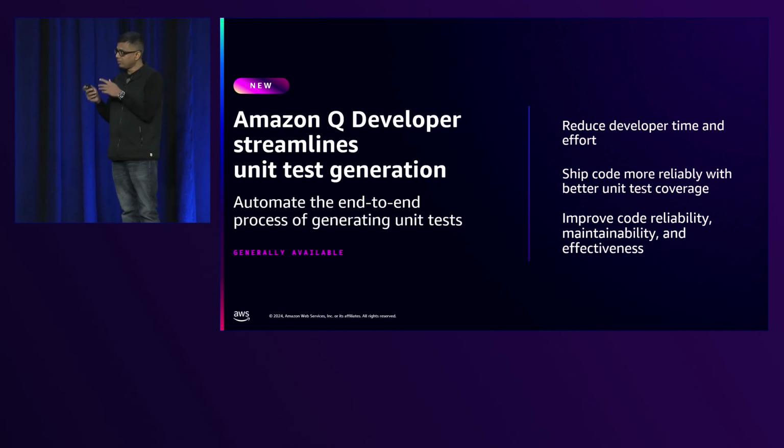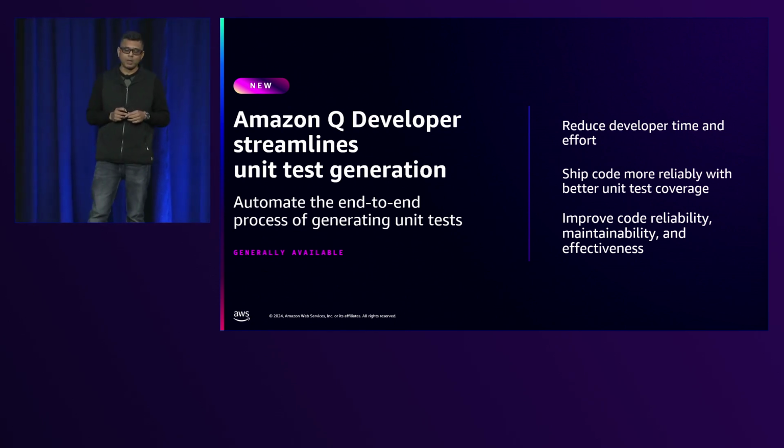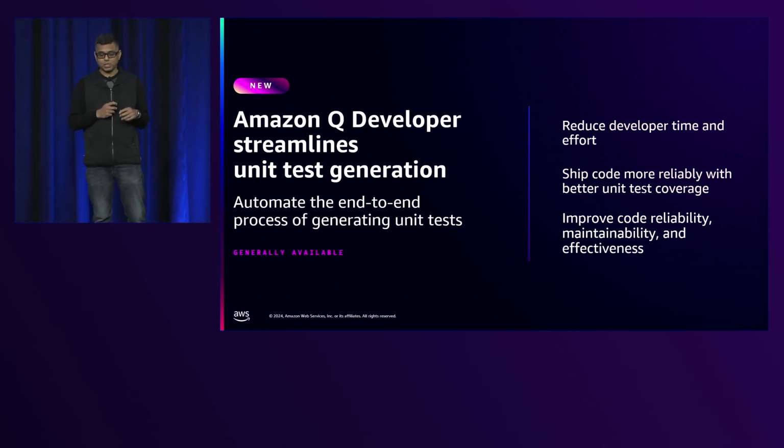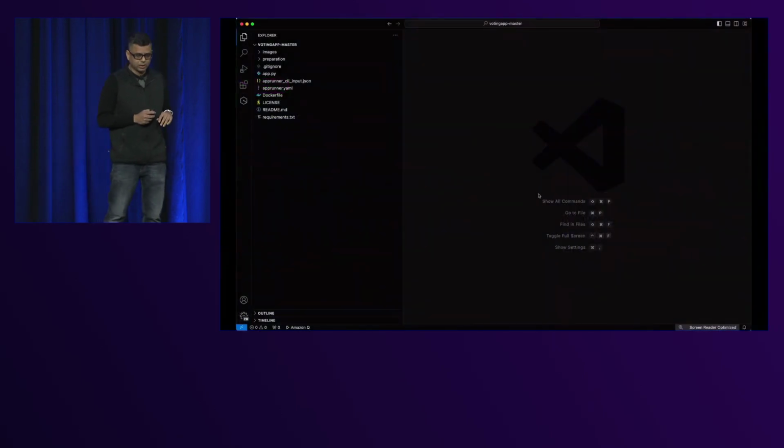Similar to /dev that Doug just showed, the entry point for this is going to be /test, which we will show pretty shortly. And through this particular feature, we believe that we're going to reduce a lot of developer time and effort in terms of writing unit tests. It's also going to make sure that the code that you're actually going to ship is going to be more reliable with better unit test coverage. So let's see a demo of how that works.